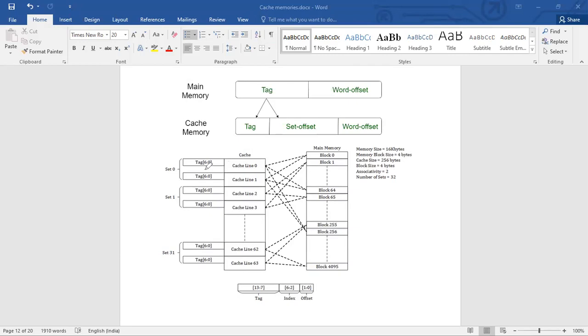Whenever the user tries to access, the cache first checks the set. Within the set, it checks which lines are there, and gives the user quick access. So the time is reduced automatically, and access time is sped up here.